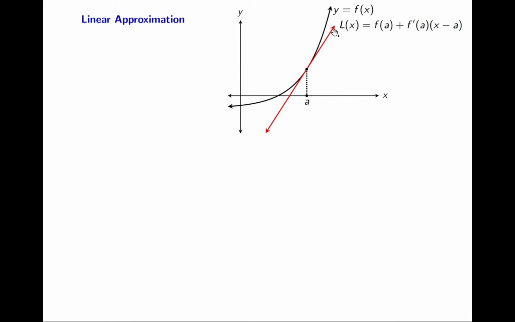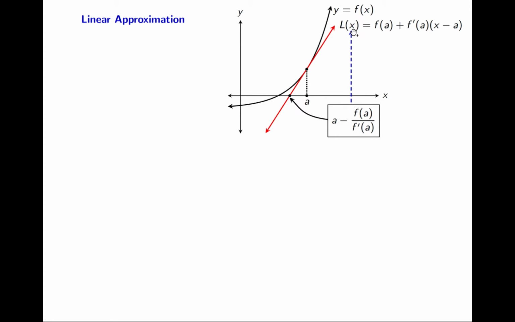We will be especially concerned with where this red line crosses the x-axis, with its x-intercept right here. That x-intercept is the number a minus f of a over f prime of a. Perhaps the easiest way to see that is to plug this number into x in L of x and confirm that you really do get a y value of 0, so you're on the x-axis.